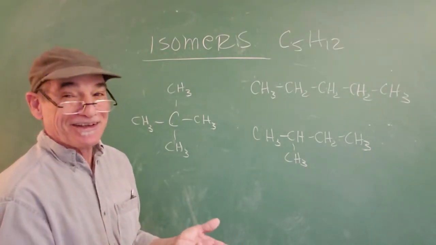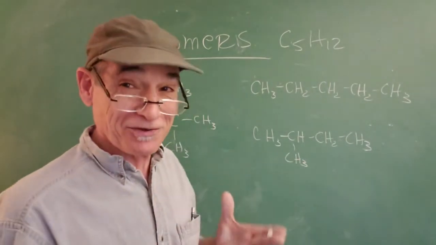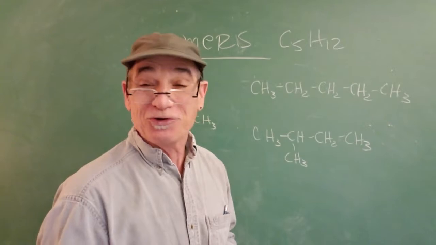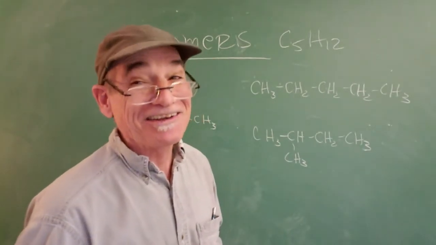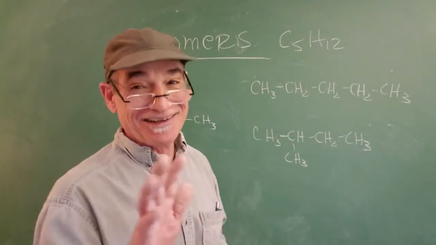All right, but you can see structural isomers could get interesting. The more carbons you have, the more possibilities you have. So you could come up with a lot of different structures if we get up to like C8, C9. All right, well, anyway, you get the idea.